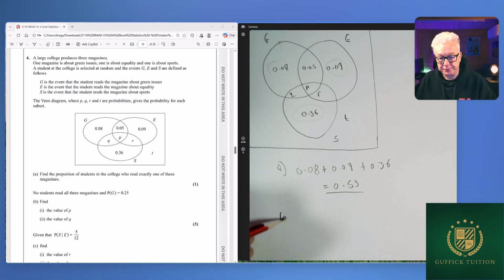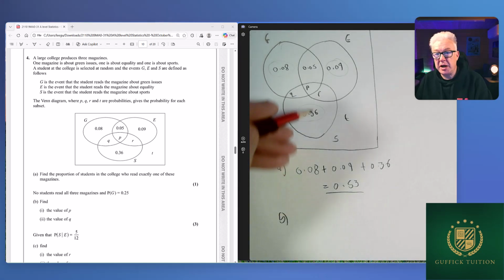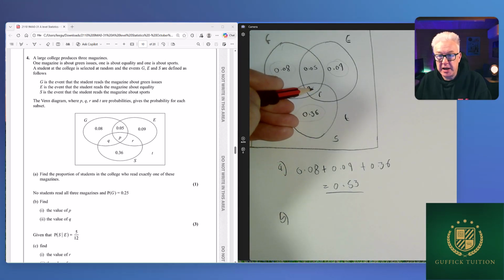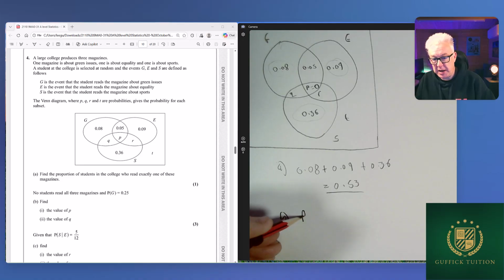Now, part B. No student reads all 3 magazines and the probability of G is 0.25. Find the values of P and Q. Well, if nobody reads all 3, that means that the probability here in the center is 0. Okay, so there's nobody reading all 3. So we can say that P is equal to 0.